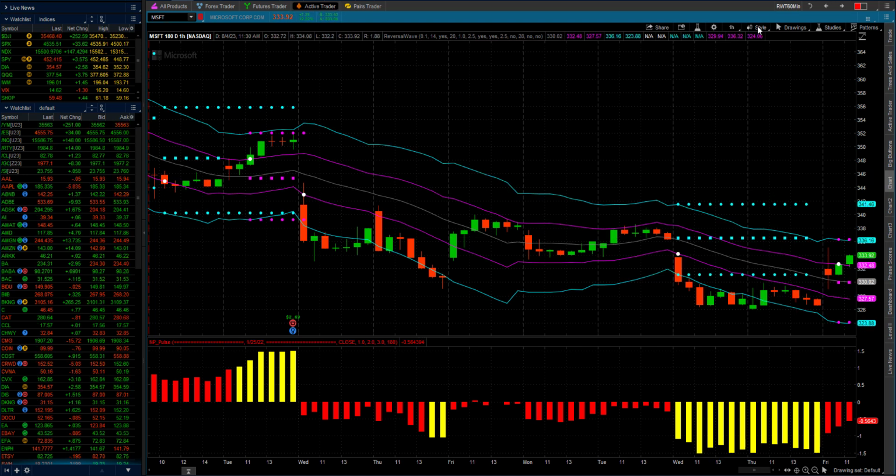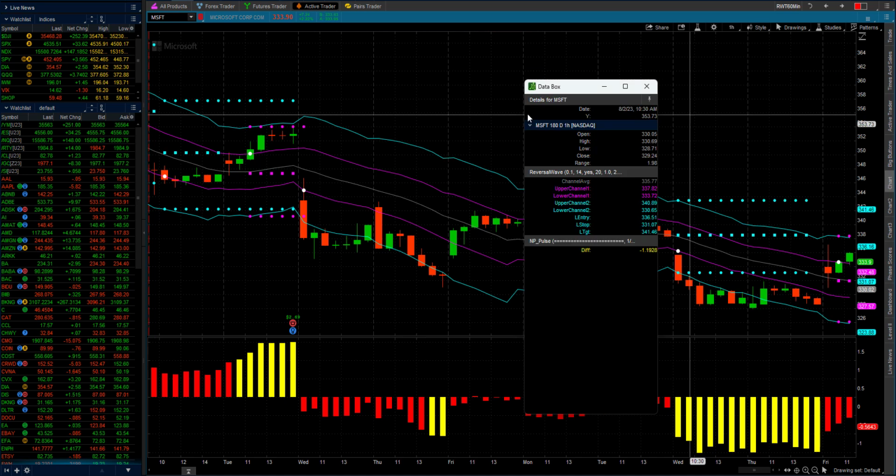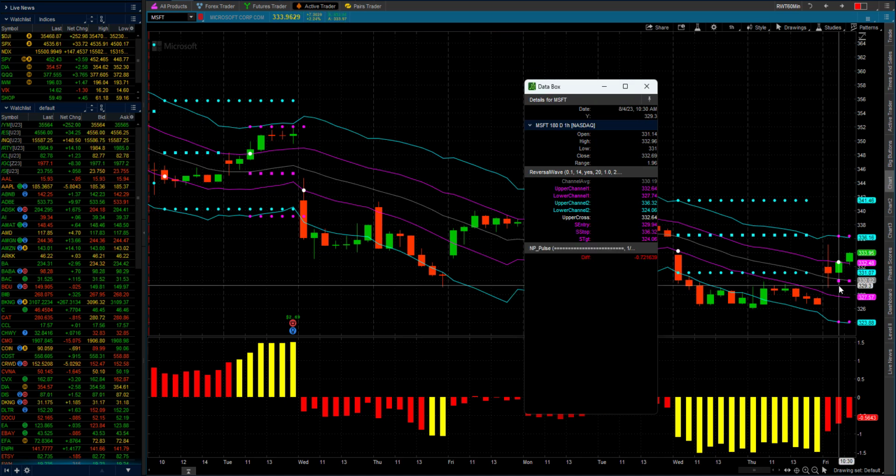If we take a look at Microsoft, it is looking at a potential short setup. How do I know that? Well, I take a look at the far right edge of my chart. You can see my magenta color dots, the entry point's at 329.94. You can see it in my data box. And literally in less than 10 seconds, I looked at this chart.